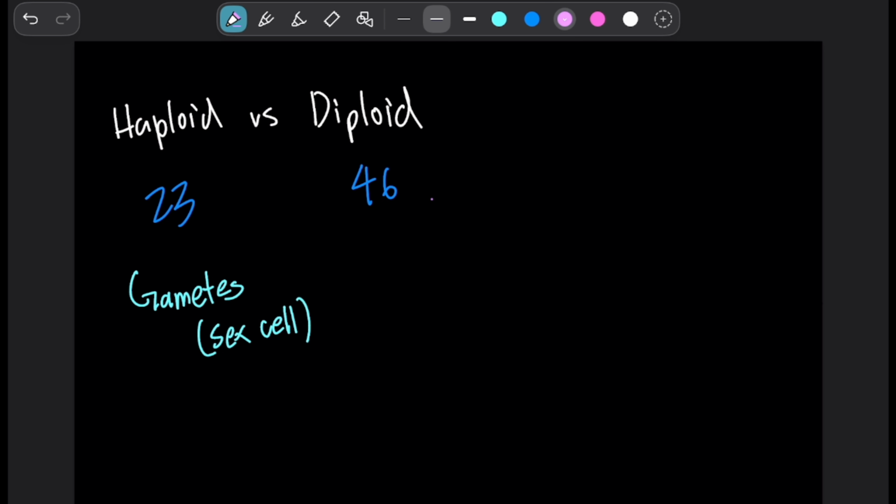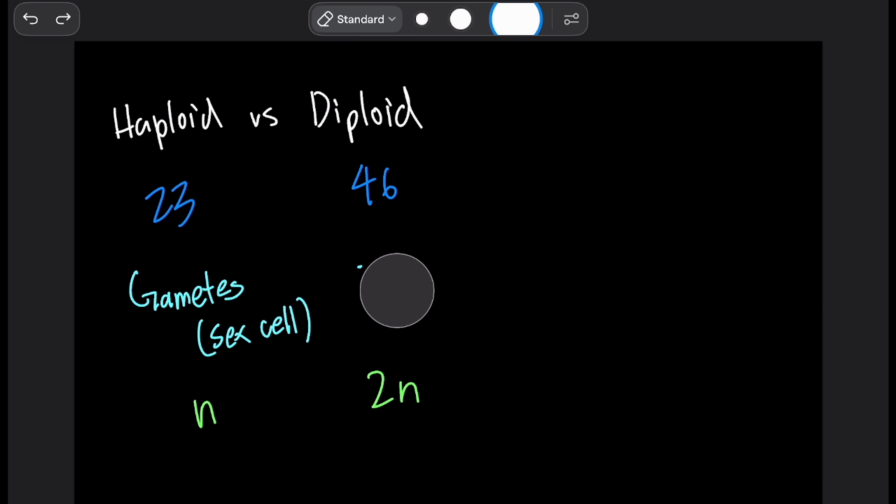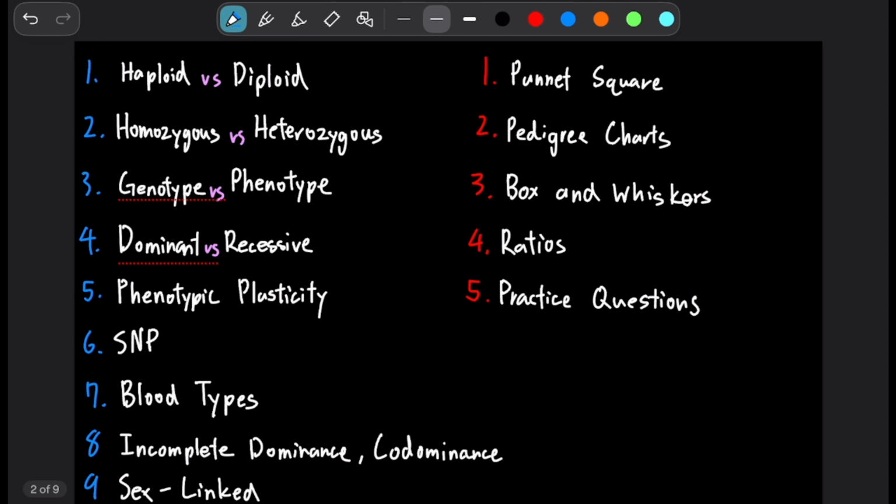So they will end up with 23 pairs of chromosomes. And you will find it when the gametes, the egg and the sperm, meet to form a zygote. So everything about inheritance is about how these two haploids can form one diploid. Oh, I should also add, we label haploid as N and diploid as 2N. That's a notation thing, but this is important to know as a basis for inheritance. Okay, so we understand haploid versus diploid now.